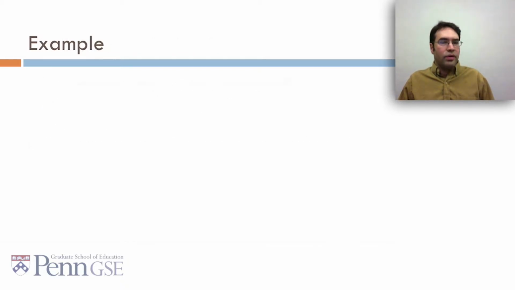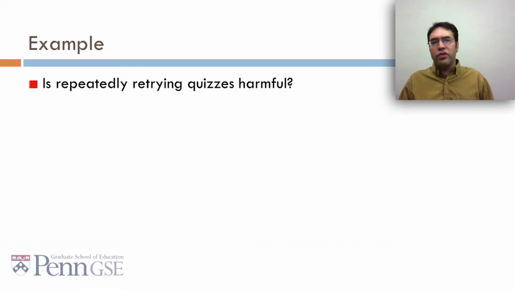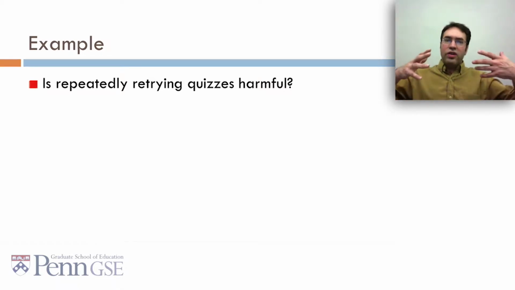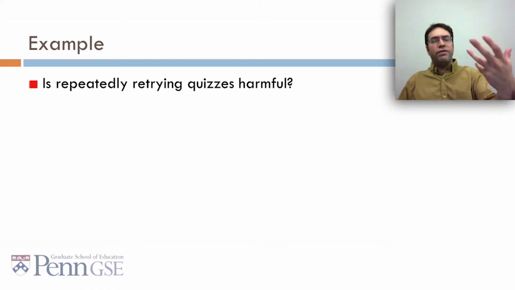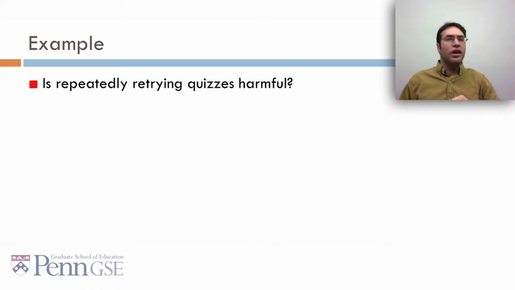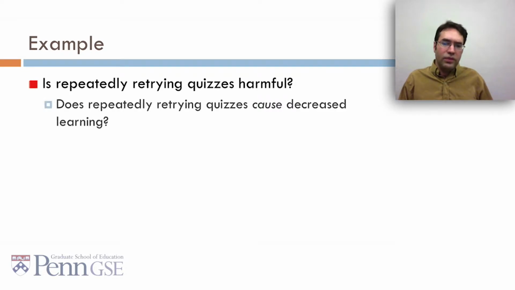Let's give a quick example. Is repeatedly retrying quizzes harmful? So let's say I am allowing students in my course to retry their quizzes 3, 5, no, 100 times. Is this going to be good for their learning? Well, let's say, does repeatedly retrying quizzes cause decreased learning? That's really the question when we want to say causal.